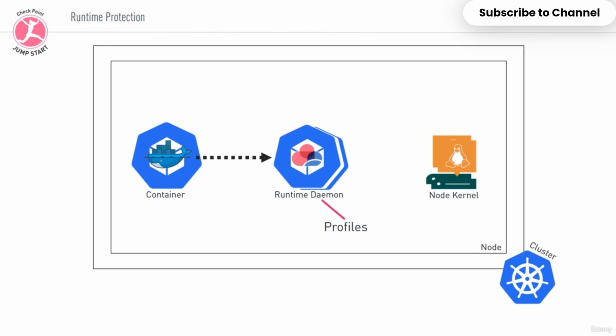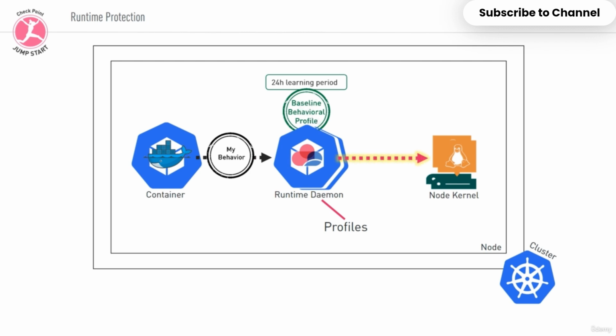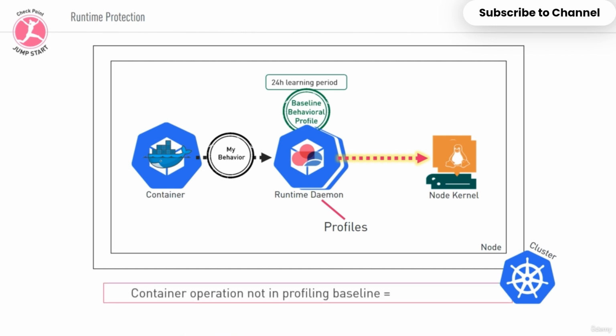The profile engine detects anomalies in behavior compared to a baseline profile, which is based by default on a learning period of 24 hours. Every time one of the containers of a given pod group performs an operation not observed during the profiling phase, a violation is detected and an alert is generated.